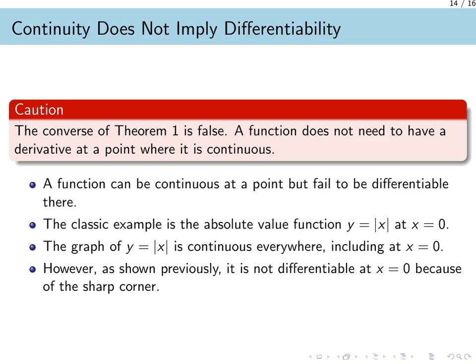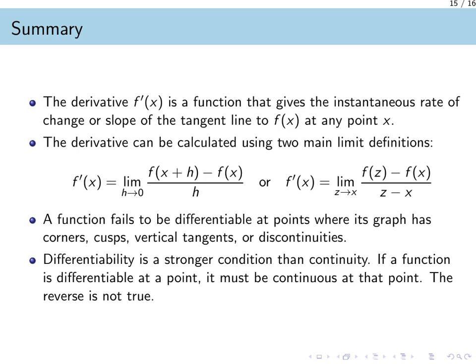However, at the point x equals 0, the graph has a sharp corner. Because of this corner, the slope is ambiguous, and the derivative does not exist at that single point. Therefore, remember that continuity is a necessary requirement for having a derivative, but it is not a guarantee. To wrap up, let us review the key ideas about the derivative.